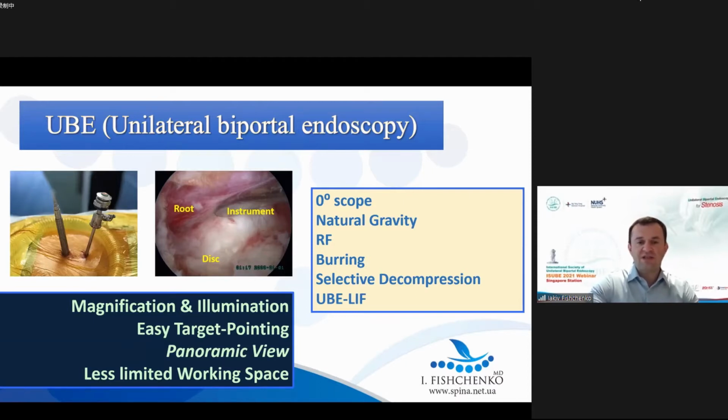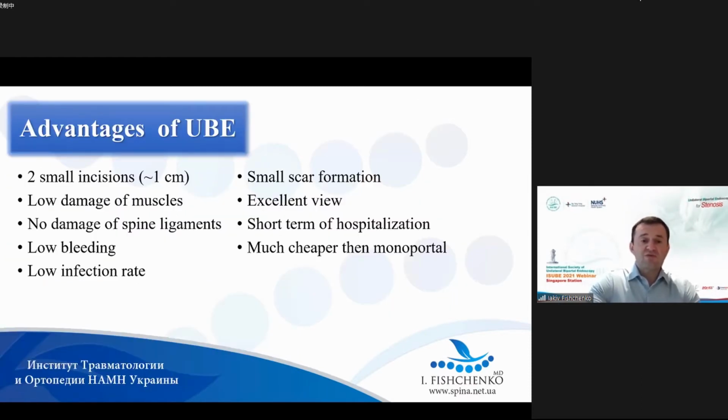The UBE technique is a very good option because of the magnification and illumination, easy target pointing, panoramic view, and less limitation of working space. So the advantages are 2 small incisions, low damage of muscles, no damage of spine ligaments, low bleeding, low infection rate, small scar formation, excellent view, short hospitalization, much cheaper than monoportal, and much less radiation for the patient and for the surgeon.